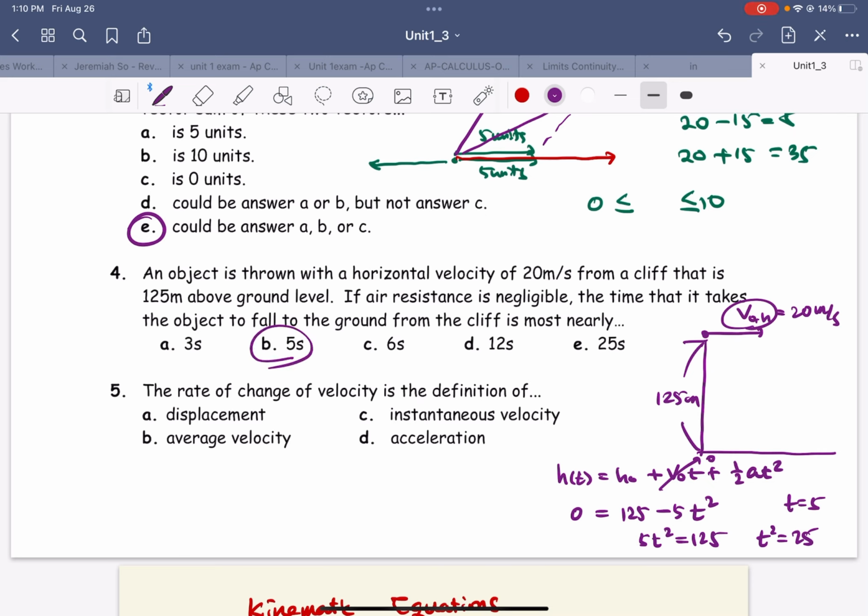Okay. Number 5, the rate of change of velocity is the definition of what? That is acceleration. What is acceleration? It's delta v over delta t. So rate of change means your final minus initial velocity over delta t, within the time. How much is the velocity difference? That's acceleration. So answer D. Okay.